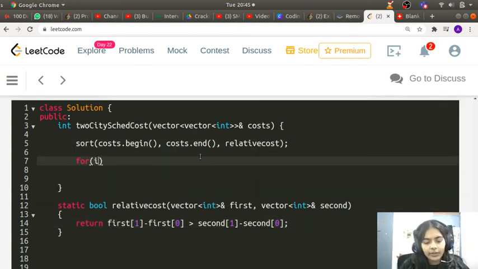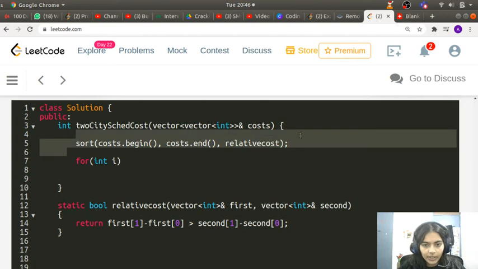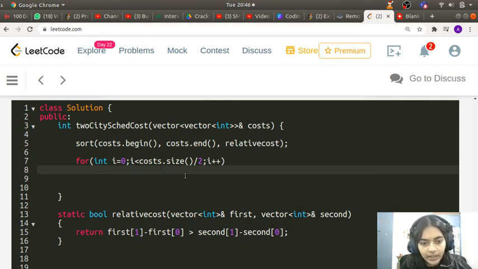And now we would have got the sorted vector. Since we have got the sorted vector, we can just iterate over the cost vector. We have passed it by reference, that means this cost vector is going to get sorted properly in the way that we want. Now we can just iterate over the cost vector, and for int i equal to 0, i less than cost.size() / 2, i++, that is the first half of the elements in the vector of cost, that is going to sum up, and they have to go to city A.